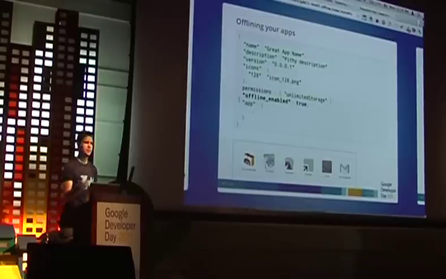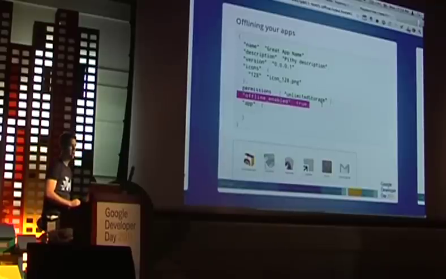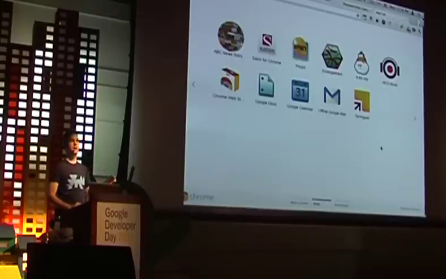If you create an app and it works offline, I would encourage you to say this. Offline enabled is true. And what this means is that on the new tab page, when these apps are here, if you're offline, all of them will go to gray. There will be no color except for the ones that said that they're offline enabled. So that's how your users will know that they can still use your app even though they're not connected.